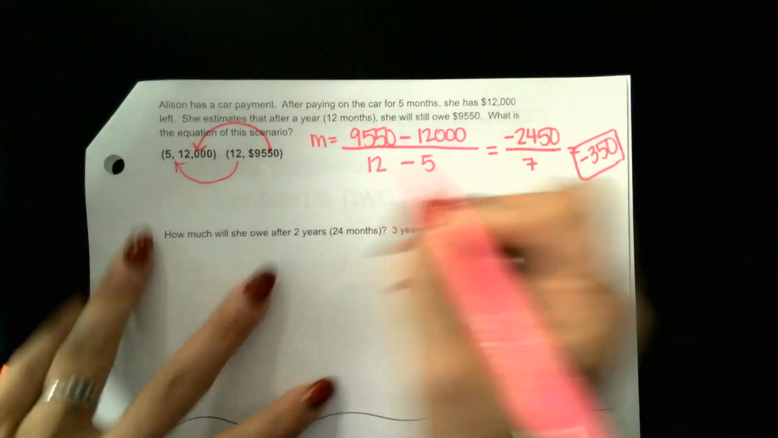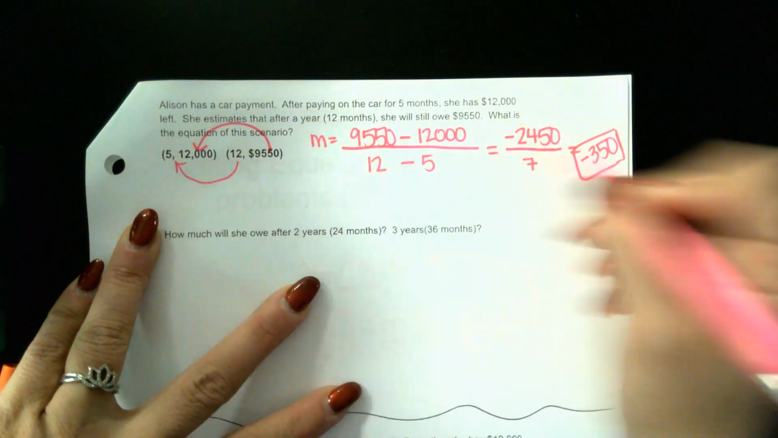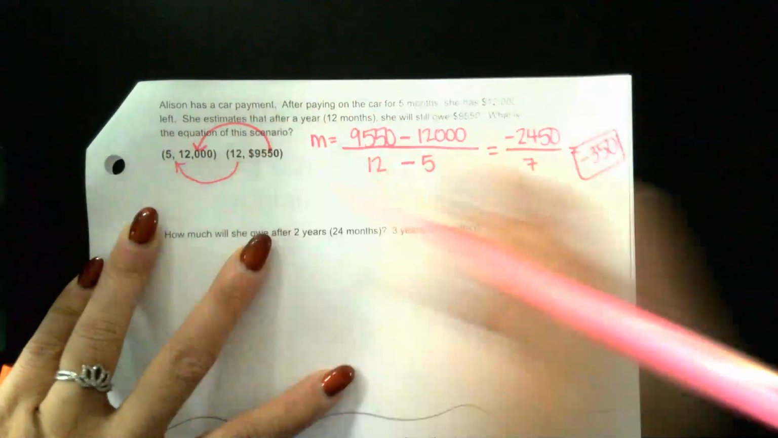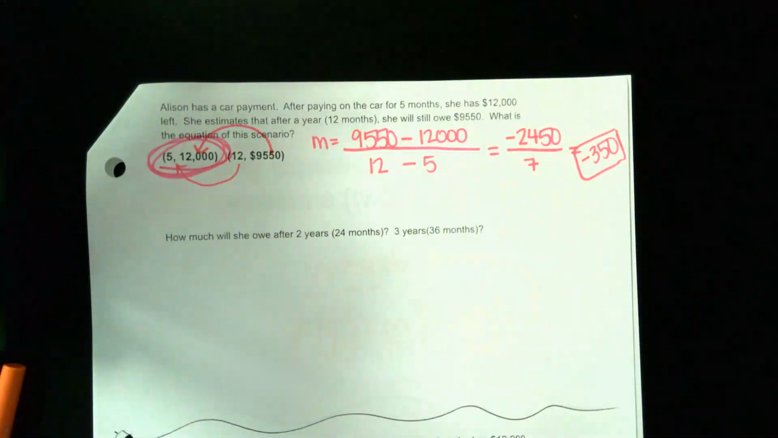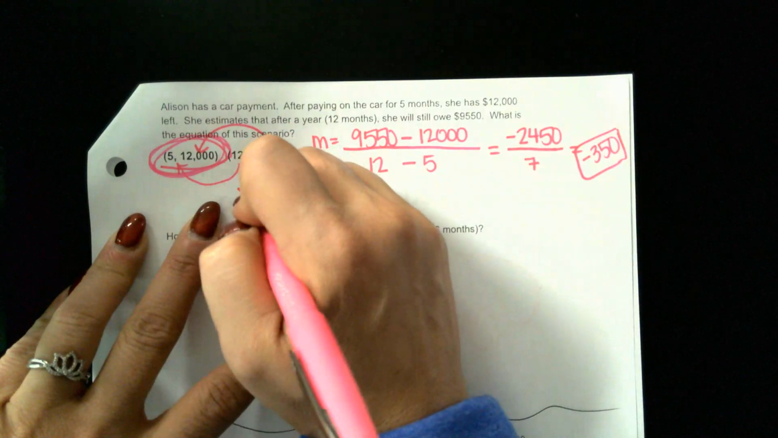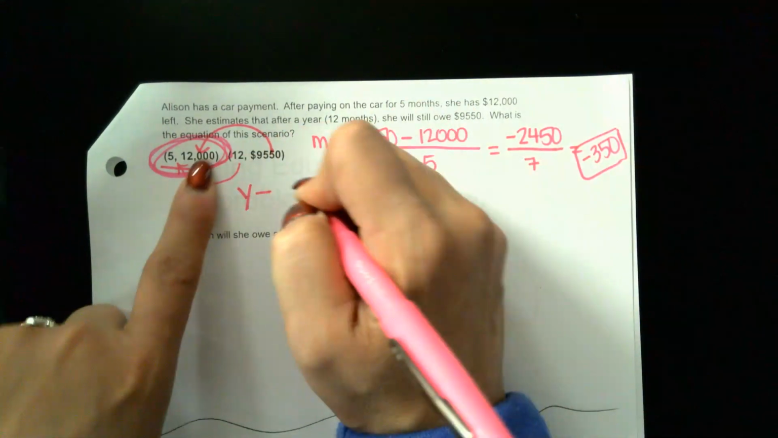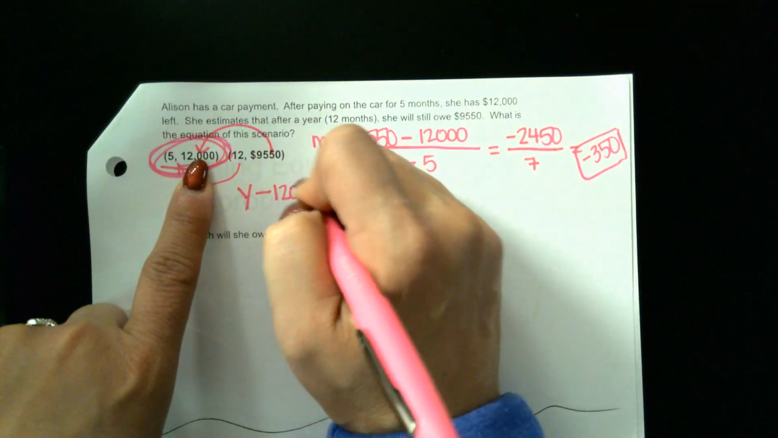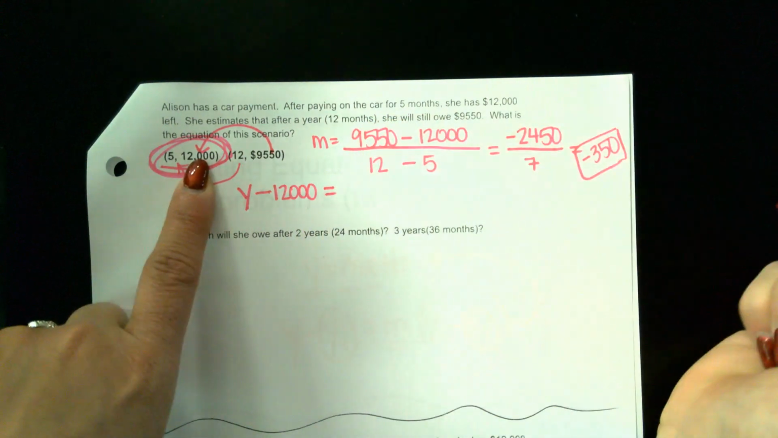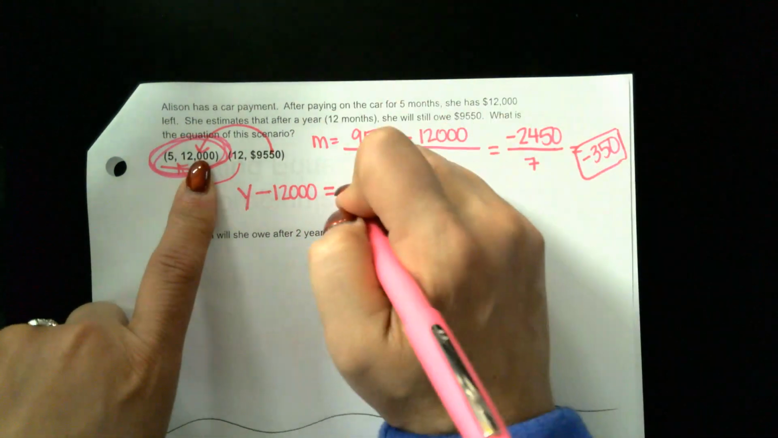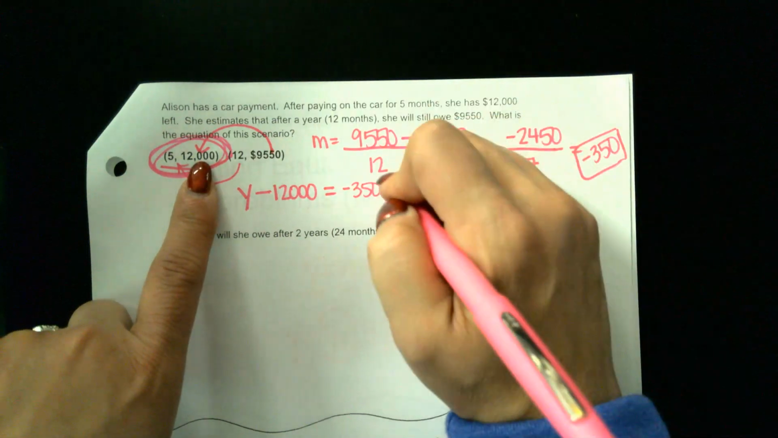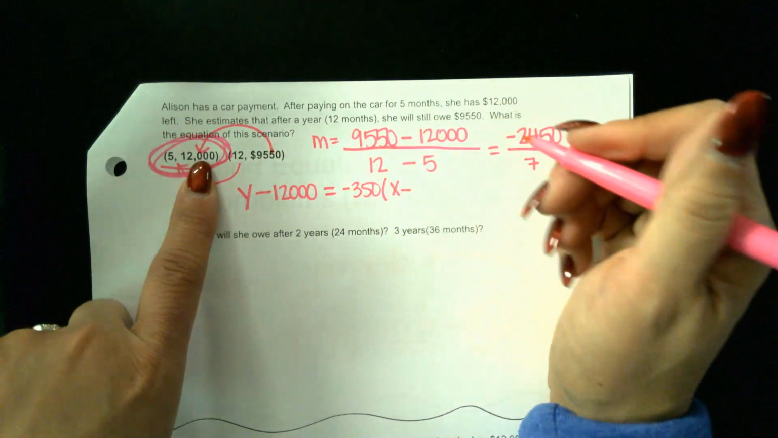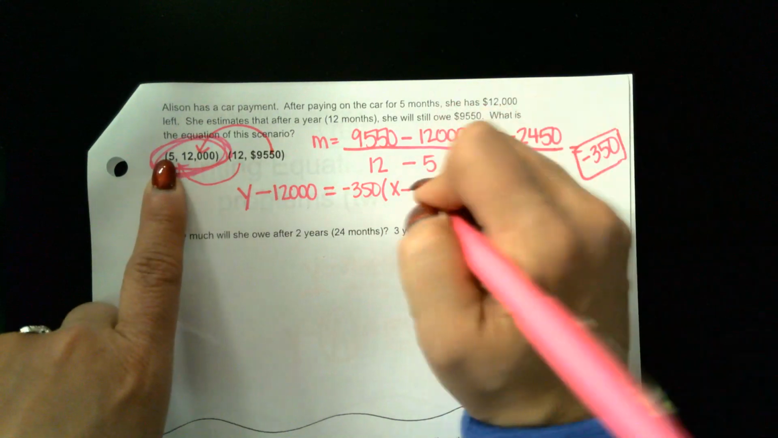Then step 2, we got to plug this into point slope form. Which ordered pair you guys want to use? Well, you want to use this one? I'll just use that one. All right, so y minus the y value, which is 12,000, equals the slope, so negative 350, then in parentheses, x minus the 5.